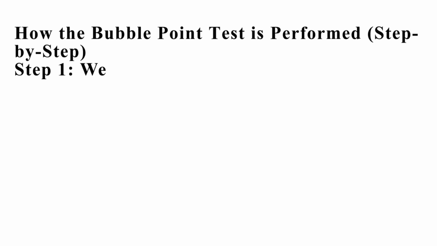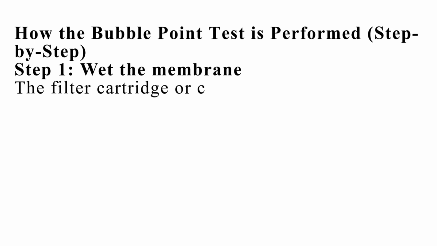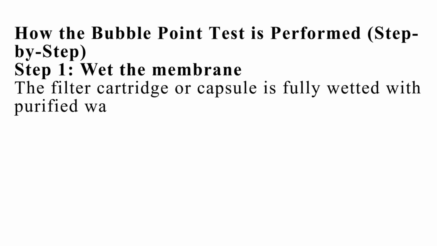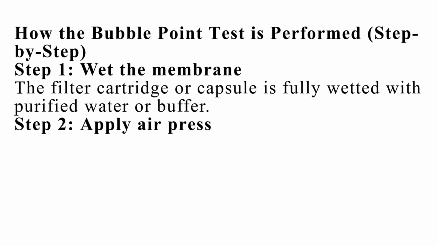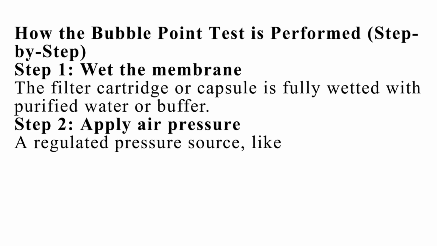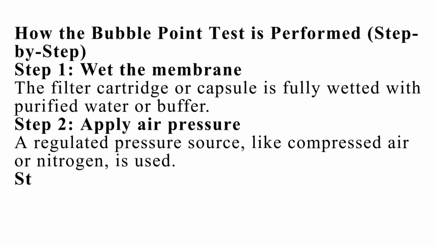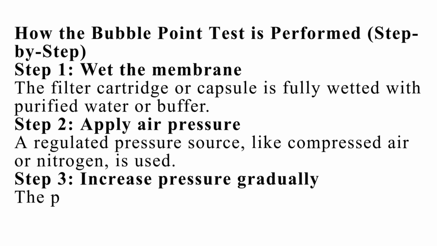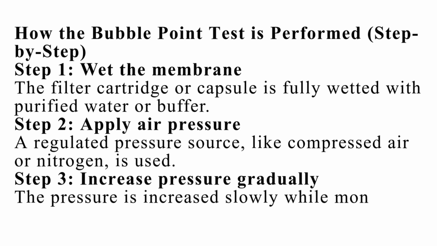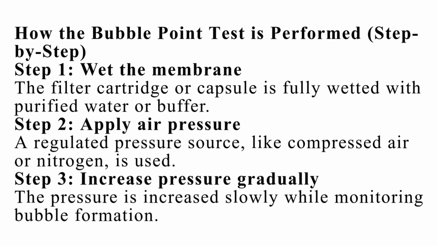How the bubble point test is performed, step by step. Step 1. Wet the membrane. The filter cartridge or capsule is fully wetted with purified water or buffer. Step 2. Apply air pressure. A regulated pressure source, like compressed air or nitrogen, is used. Step 3. Increase pressure gradually. The pressure is increased slowly while monitoring bubble formation.